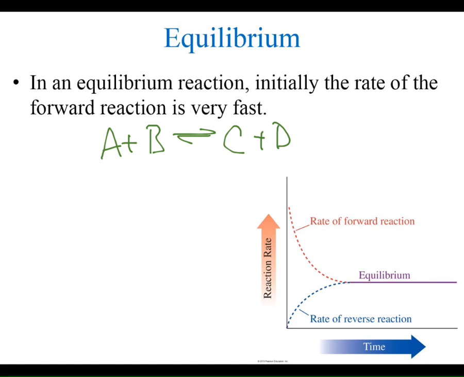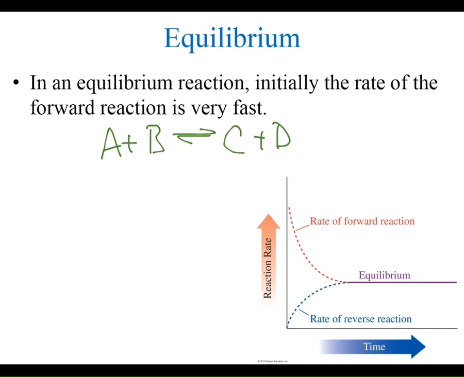But over time, though, what happens? Over time, the A's and B's are being used up and turning into C and D, right? So as they're being used up, there's fewer of them, which means what happens to the rate? It's going to get slower. So initially you have the maximum amount, and then as you use them up, it gets slower and slower and slower.